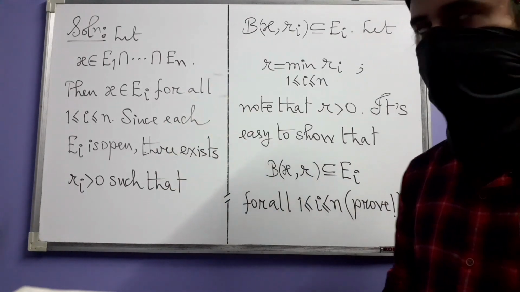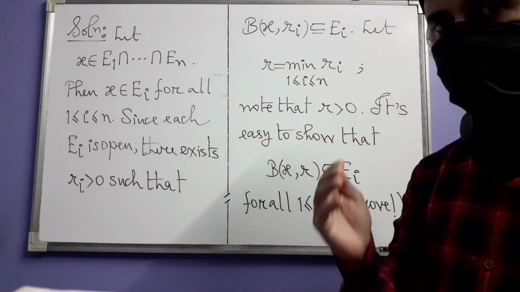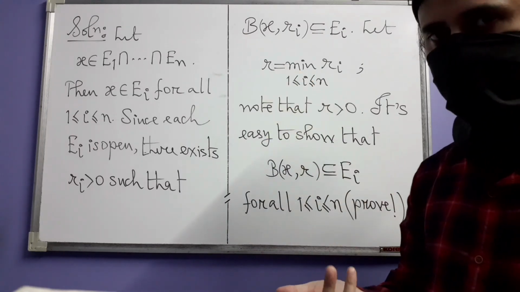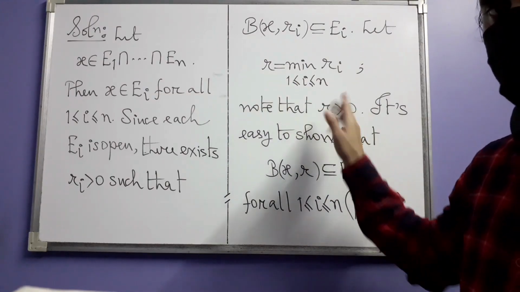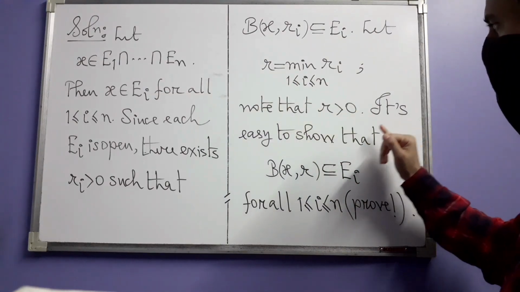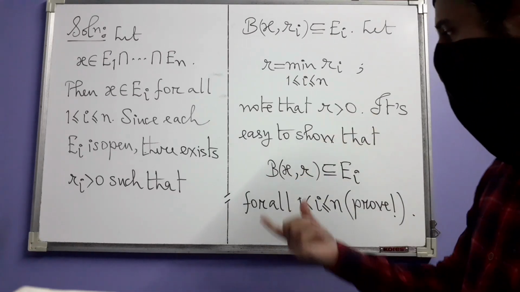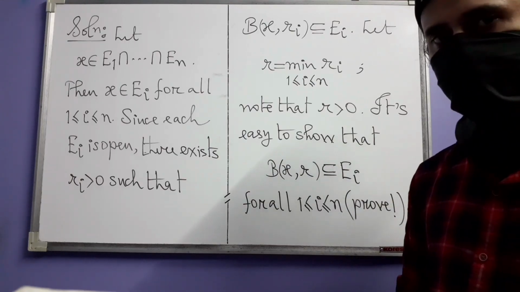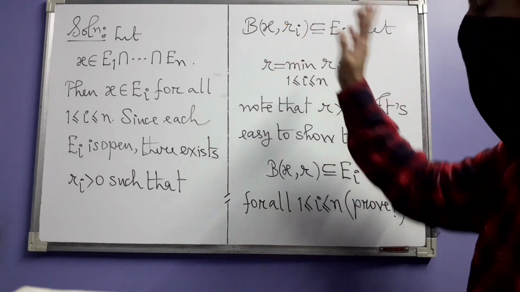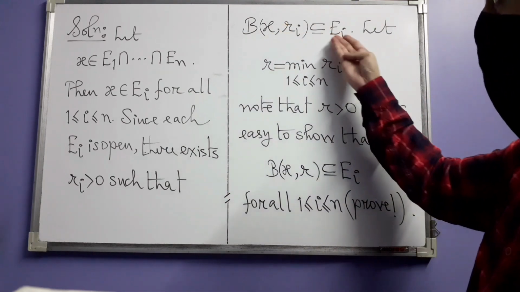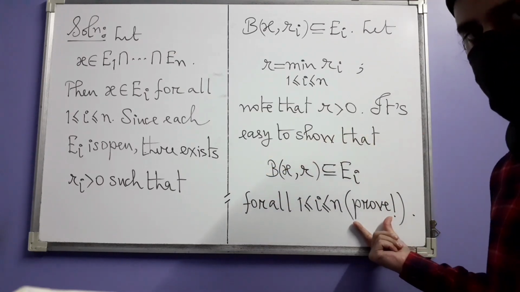N number of radii. You take their minimum, because each one of them is a positive real number, so there will be a minimum because finitely many of them are there, and that minimum, let's call it r. Obviously that is also positive. Now it's pretty easy to show that the ball centered at x having that minimum radius r is contained in each Ei. Actually this is how you have to show it, that this ball will be contained in B of x comma ri for each i, which itself is contained in Ei, so that way this will be contained in Ei. This part I am leaving to you, you have to prove this.